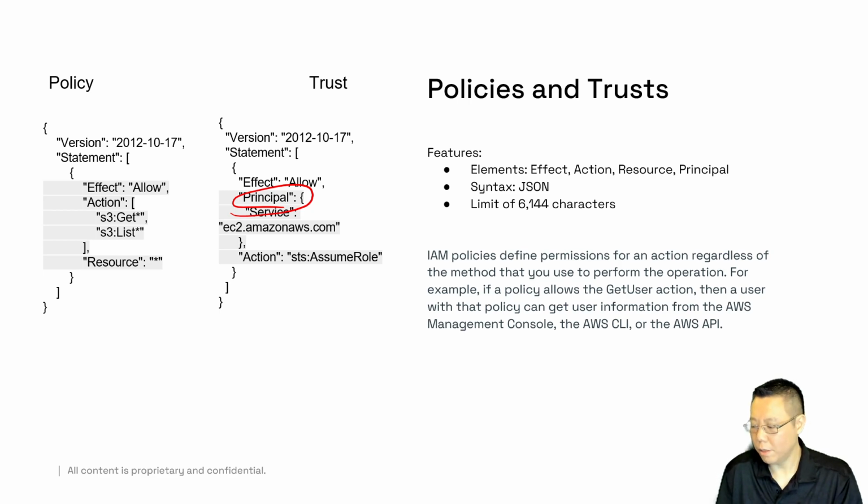There's a limit of 6,144 characters, and the syntax in both of these cases is JavaScript object notation. So when you see these curly brackets, opening and closing, which look very similar to perhaps Python key value pairing, those are Python dictionaries, for instance. Those are forms of JavaScript object notation.